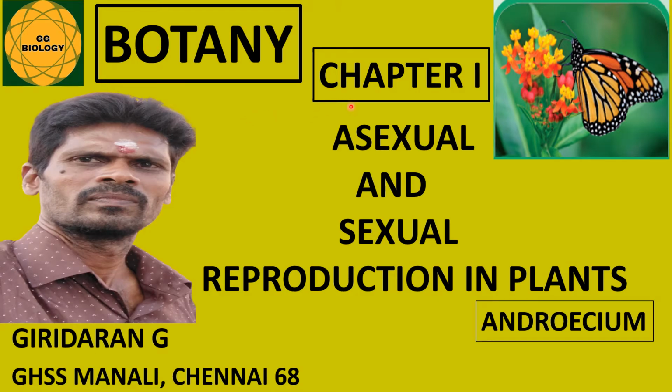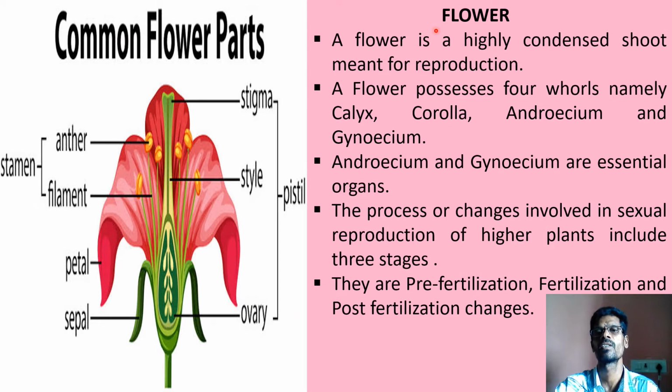Welcome everyone. Let us see chapter 1 in botany, asexual and sexual reproduction in plants, regarding the androecium. So first let's recall the structure of flower. Flower can be defined as a highly condensed shoot meant for reproduction. A flower usually possesses 4 whorls, namely calyx, corolla, androecium and gynoecium.